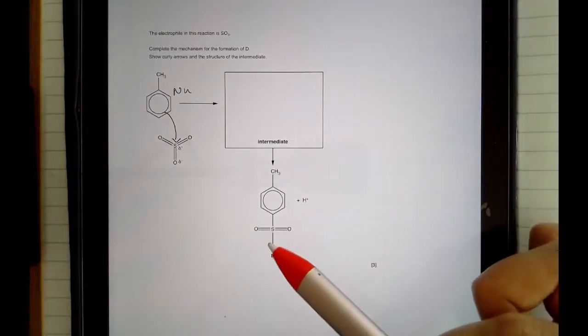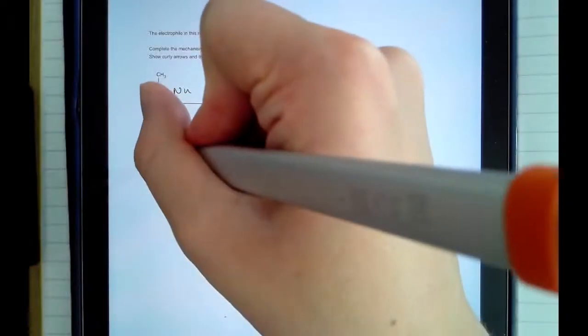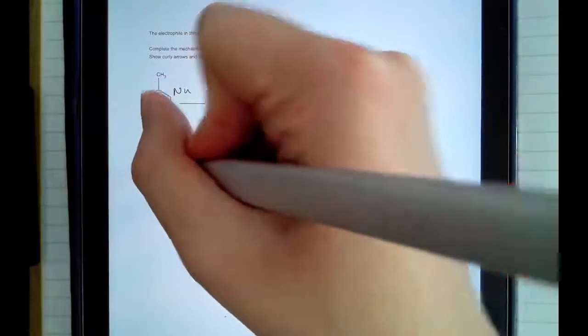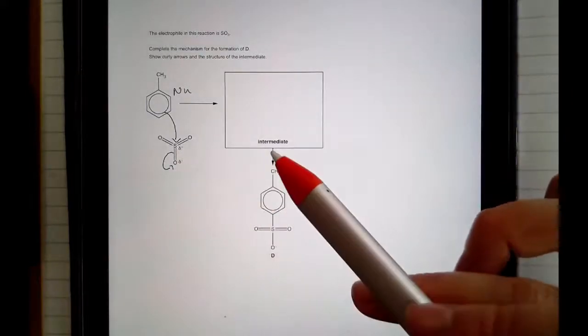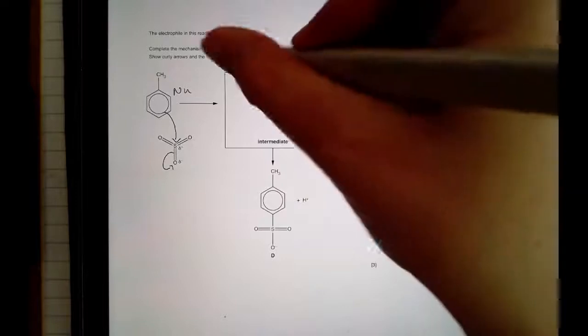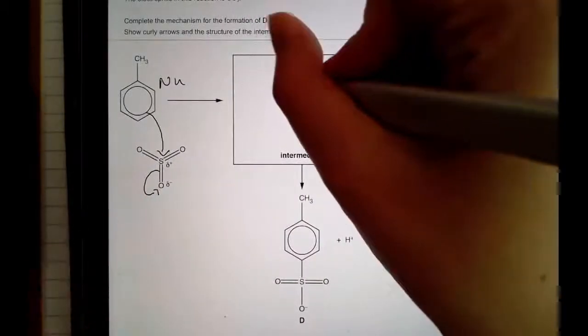And if you're in any doubt, just look at the product. You can see that you're missing one of those double bonds. So I'm going to start my arrow on the double bond and I'm going to end it on the oxygen. Okay, so it should start from the middle of the double bond and end on the oxygen. And now I need to draw my intermediate. And again, this intermediate is going to be quite similar to what we've seen already.